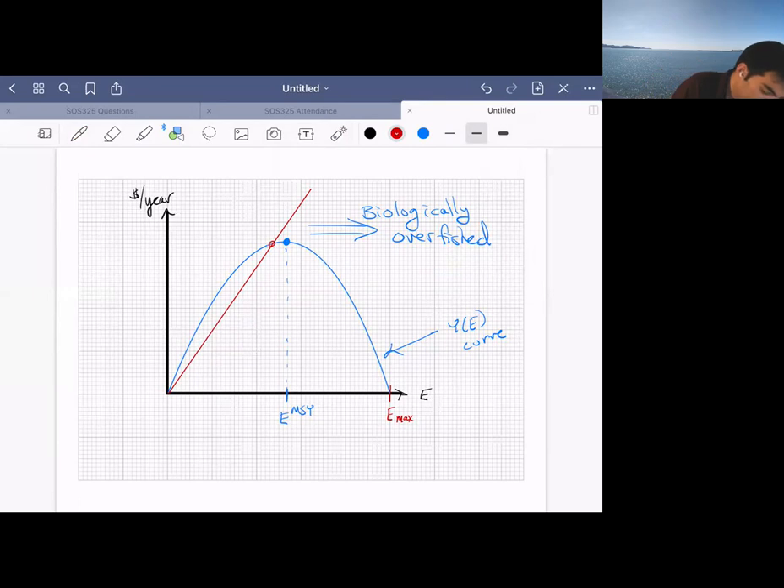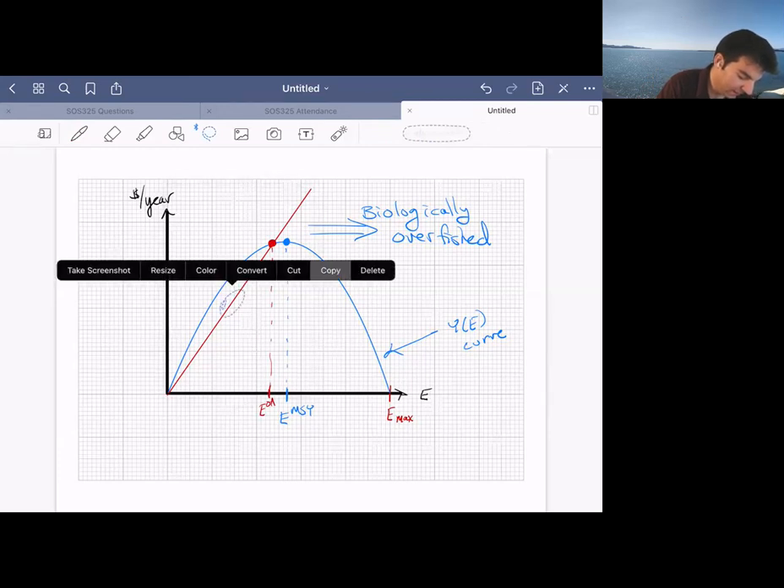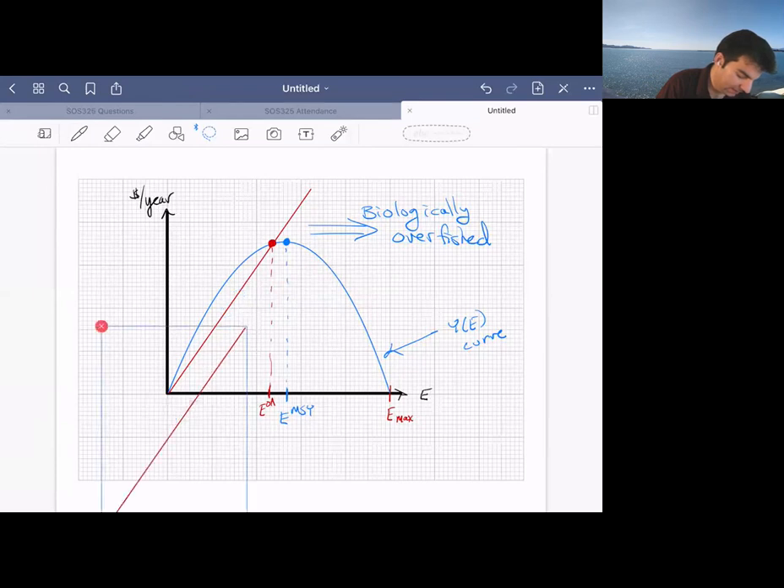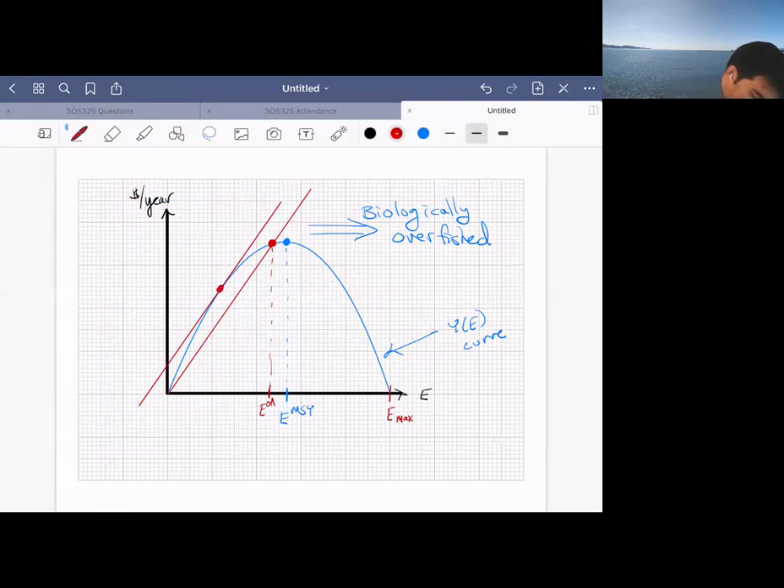And so this here is the open access equilibrium. And just for kicks, I could also calculate the economically efficient one. And so I'm going to take this, copy it, and then paste it, and then move it over here to find the point of tangency, which looks like it's about here. So you can confirm that that maximizes that distance. So this right here is E star. And so now we can see that EOA is greater than E star. So that's economically overfished.